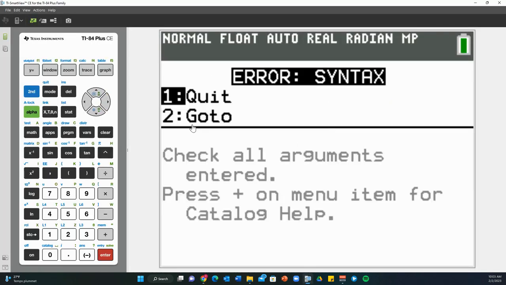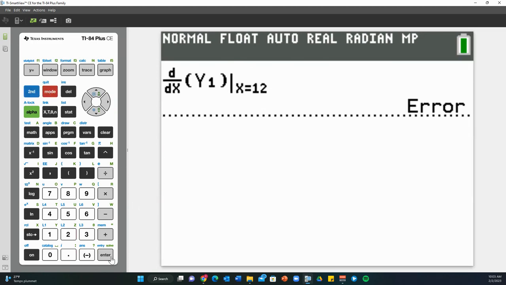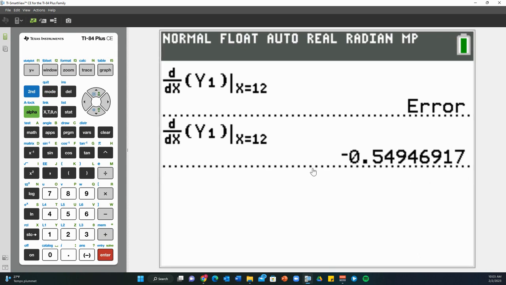So let's do that. Oh, of course. Oh, I'm sorry. Make sure that you're using the negative button, not the minus. Sorry about that. Let's try it again. And there we go. So good rounding rule, 3 decimal places unless otherwise told.